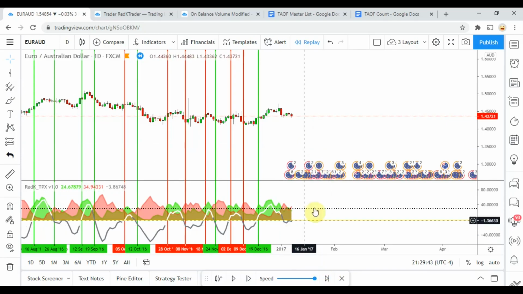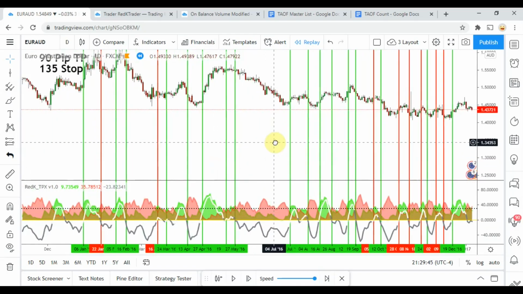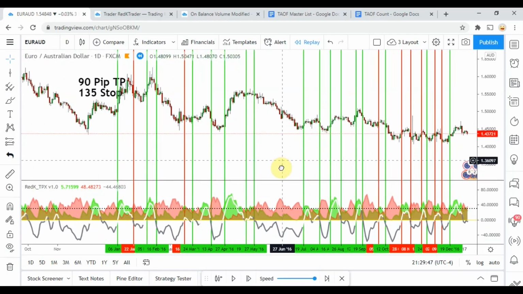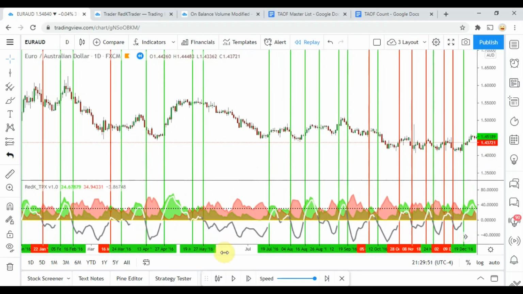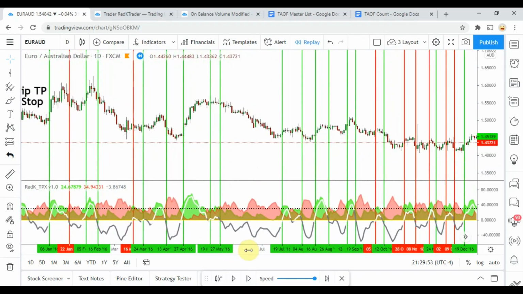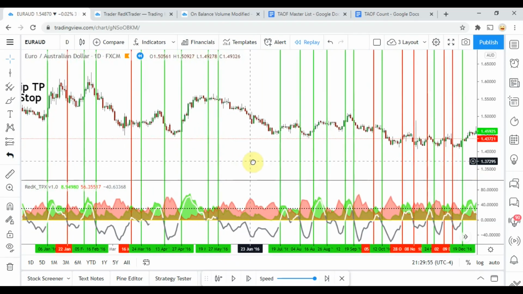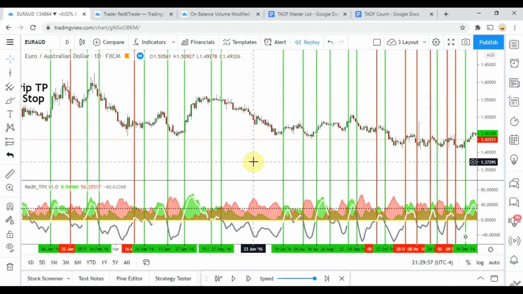So, all right, let's see here. Let me get this dialed in here, right about there. All right, so the RedK Trader Pressure Index. Let's count these out and see what we get out of it.